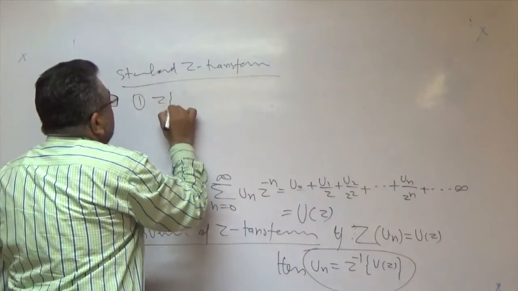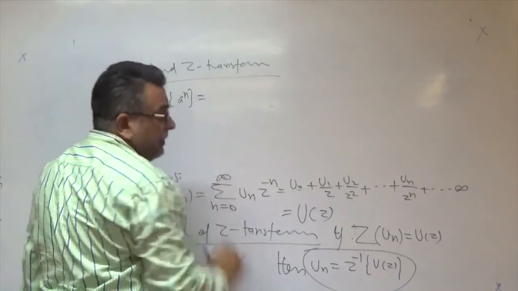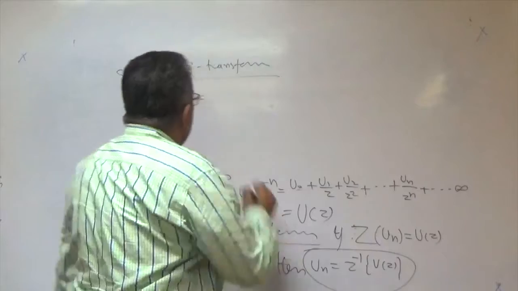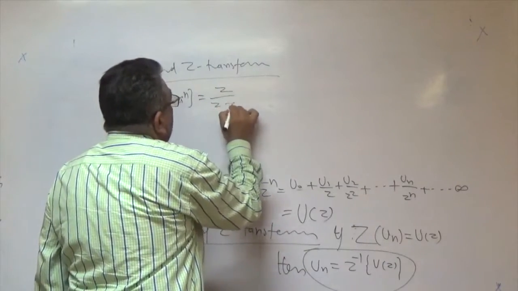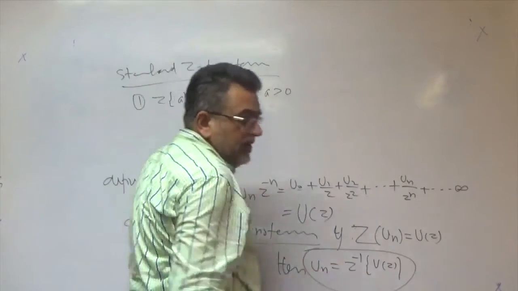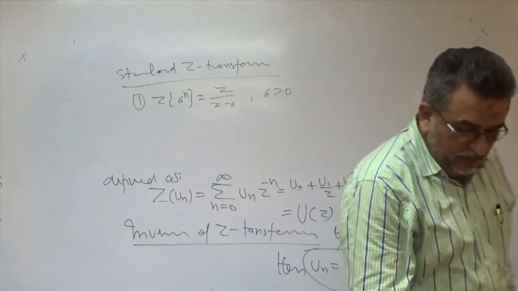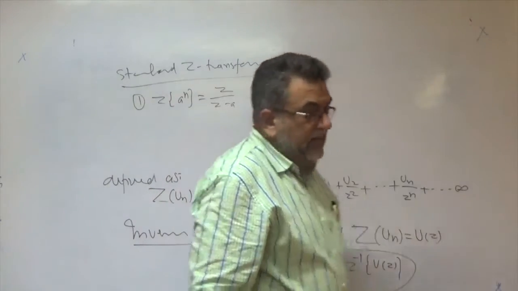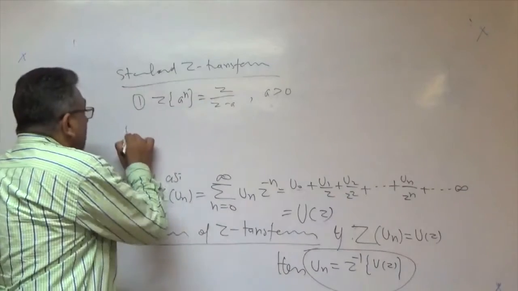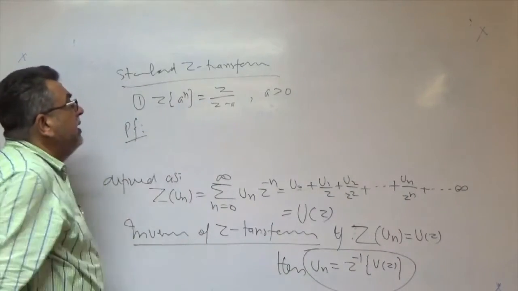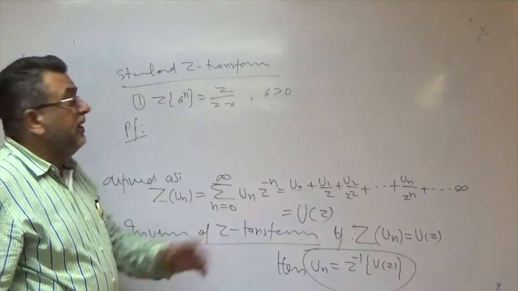If we take the z transform of a to power n, where this is the sequence, you will get z upon z minus a, where a is a positive constant, a positive number. You can prove this. This is a standard formula. You can use it directly.